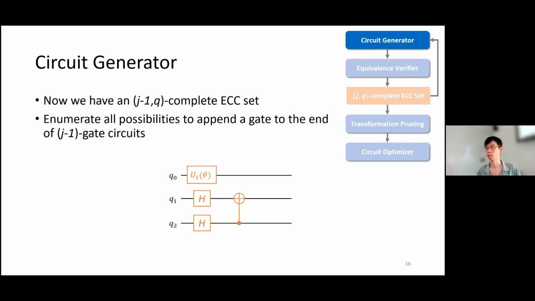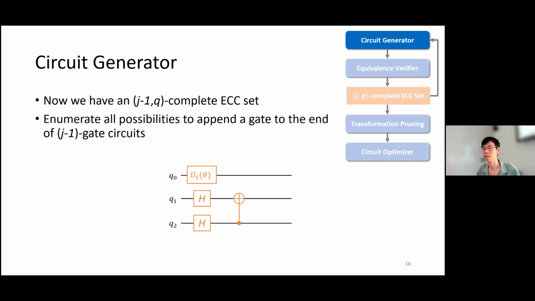So how do we generate the EC set? For example, if now we have a j-1 Q complete EC set. At the beginning, j is 1, and we have an empty set as a 0 Q complete EC set, because with no more than 0 gates, you don't have any transformations.